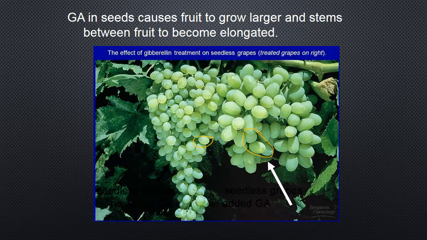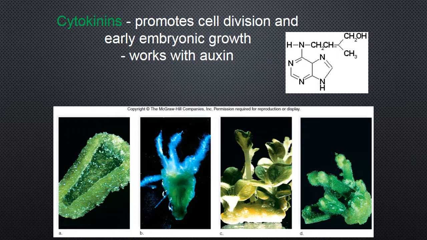So that gibberellic acid allows that fruit to grow larger and the stems between the fruit to become longer so that there's more space for them to grow. So next time you eat grapes from the grocery store, you'll know why they're big. Okay, moving on to cytokinins.